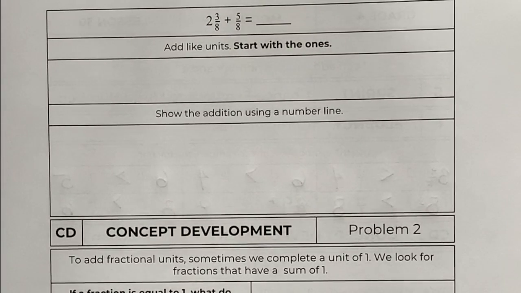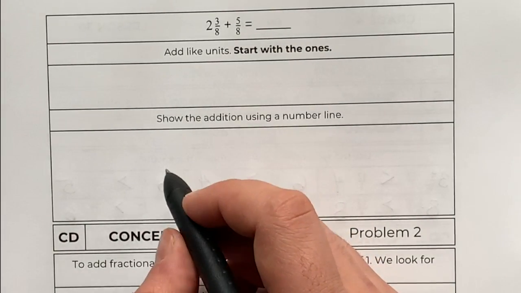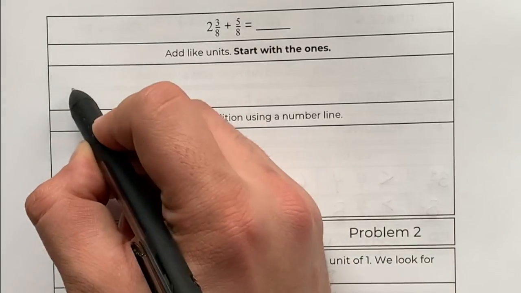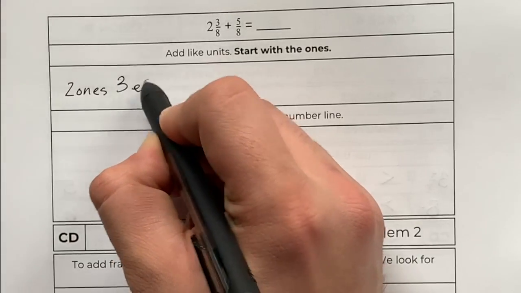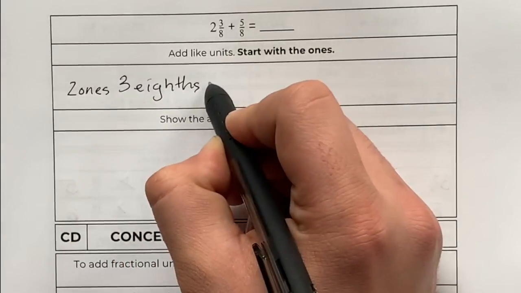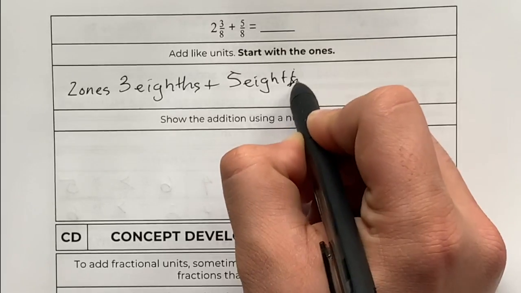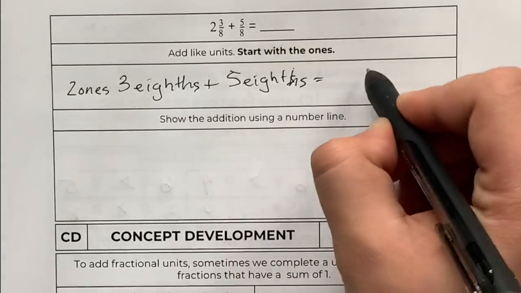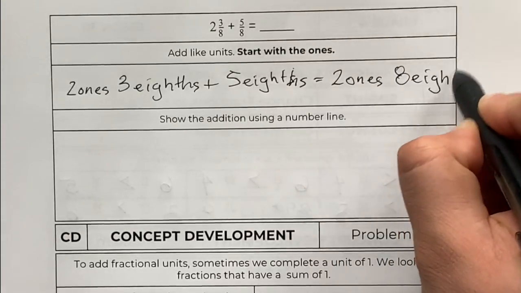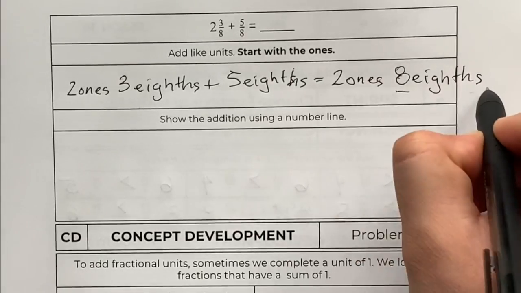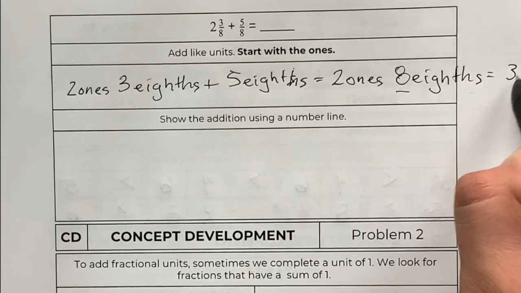I have 2 3/8 plus 5/8. If I rewrite this and I add like units, I have 2 ones, 3/8 plus 5/8 equals 2 ones and 8/8. If this number and the unit match, that's the same as 1, so this is kind of like 2 plus 1, so it's the same as 3.